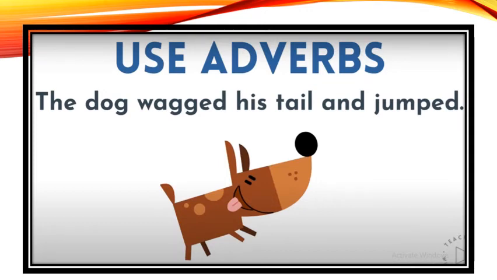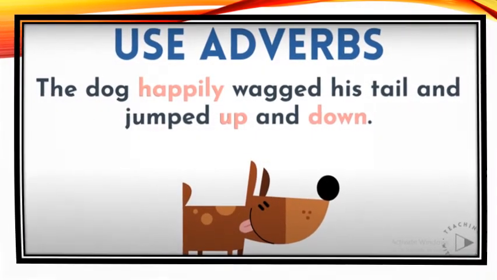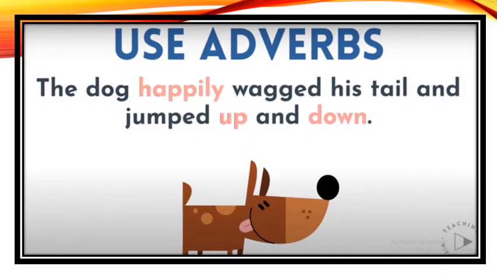The dog wagged his tail and jumped. Don't you feel it is boring? So you have to add adverbs in it to make it more interesting. Let's see how we will add adverbs to this sentence. Yes, you can say that the dog happily wagged his tail and jumped up and down.